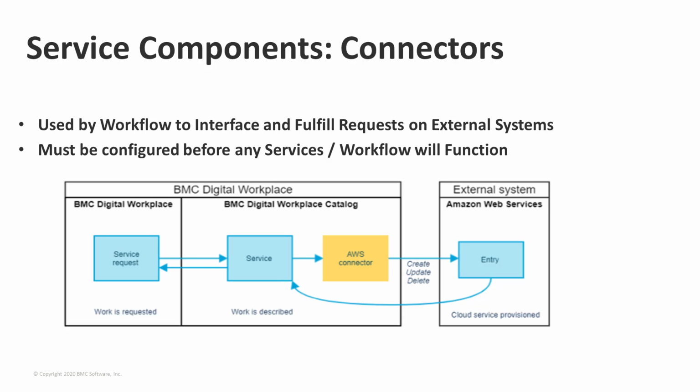Let's look at some of the key service components. First, we have connectors. They're used by workflow to interface with the external fulfillment systems. They must be configured before any services or workflow are going to function. So in the little example here, we've got the AWS connector, and whatever functions are available in that connector, you can do that on the system. And you could just replace the AWS connector there with the Remedy connector, the AD connector, or any one of the others. And we have various functions that are available in each one of those systems.